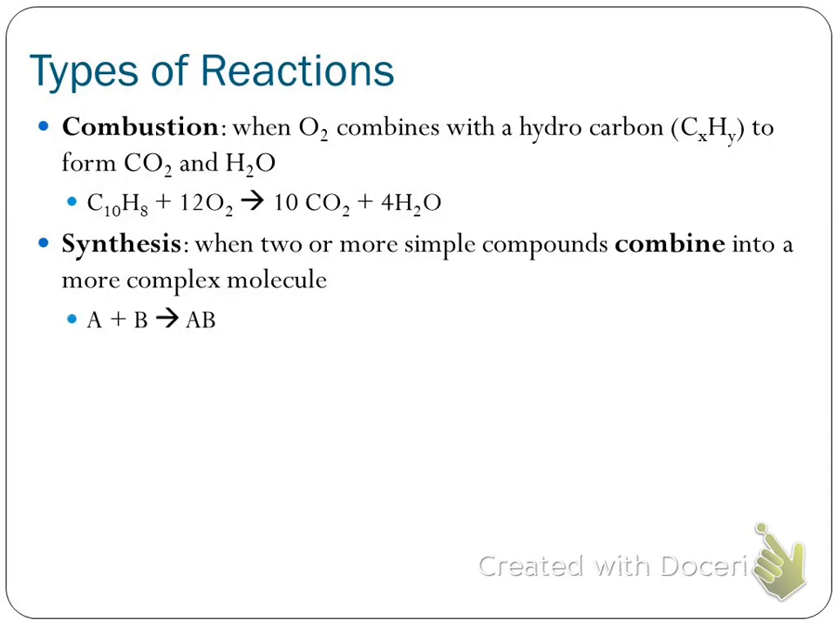So the most generic form of a synthesis reaction, or the basic form of a synthesis reaction, is A plus B yields a combination of AB. A being the cation, B being the anion. So you need to know kind of the basic reaction for each of these four types.